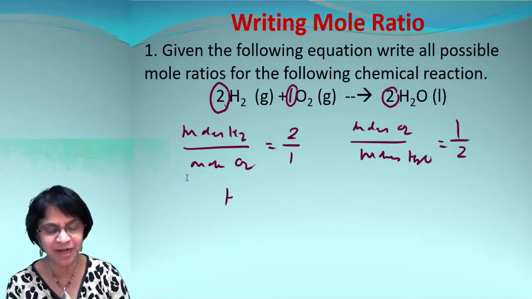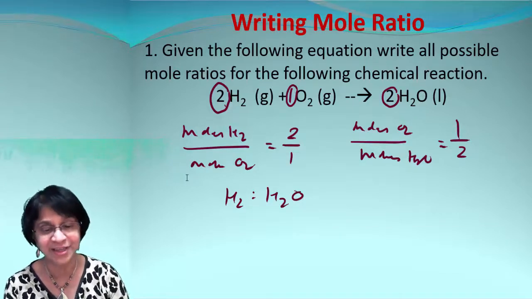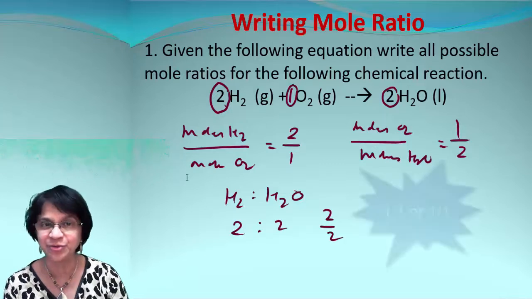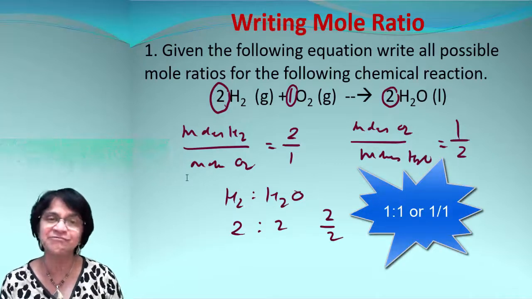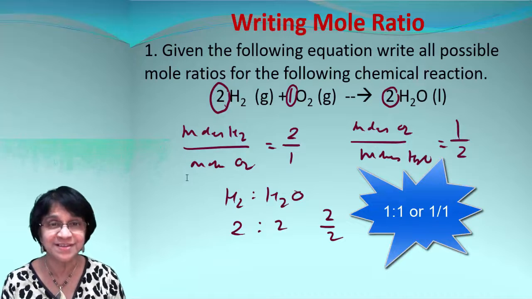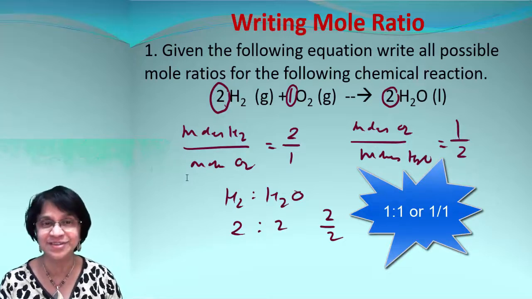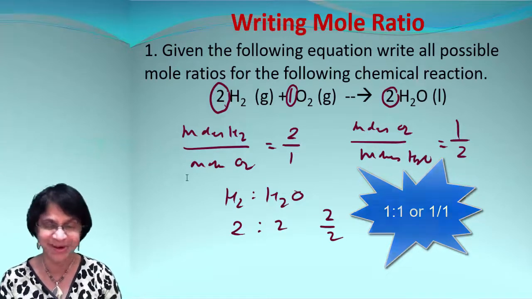How about if I want to get the ratio of H2 to H2O? You can write the ratio like this also. H2 is 2 as a coefficient, H2O is 2. Or I can write the same thing as 2 divided by 2. So basically, if I know the coefficients, I can just use that as finding the mole ratio.